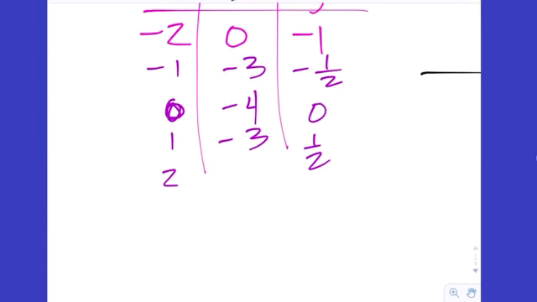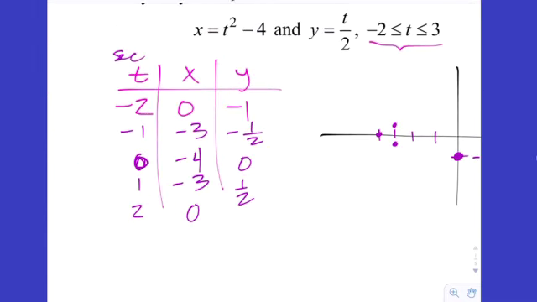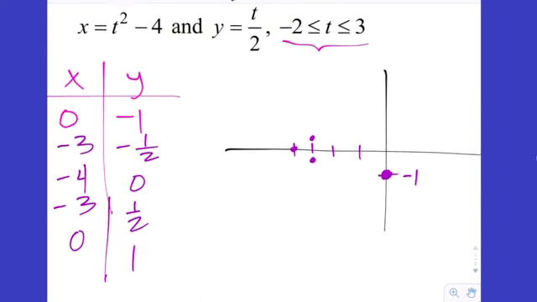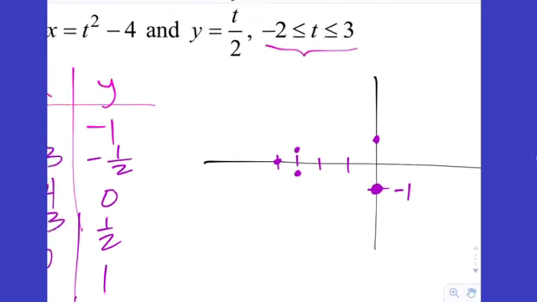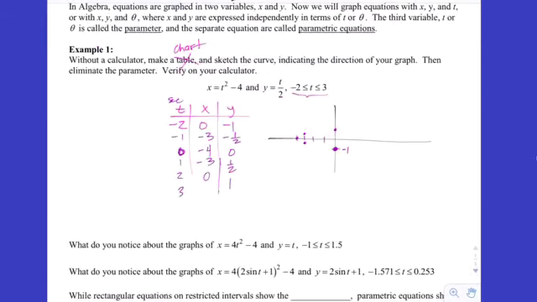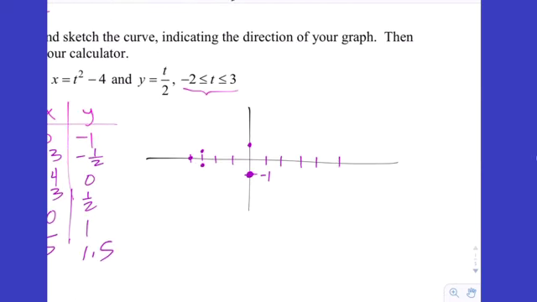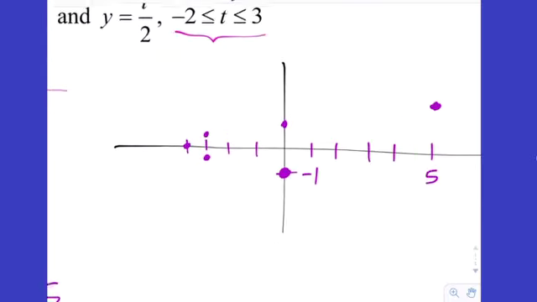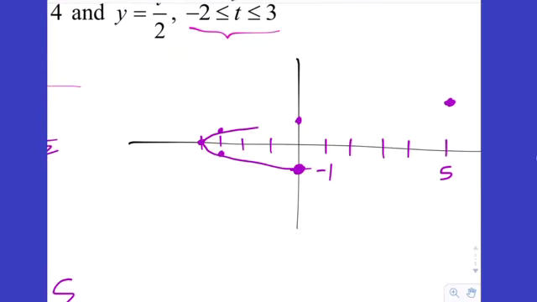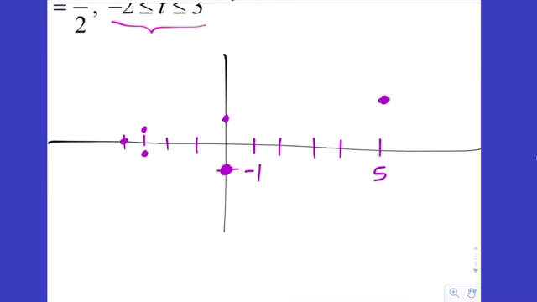When t is 2, you plug in a 2, you get 0, and now you get 1. So it's at the point (0, 1). And then finally at 3, it's at (5, 1.5). So 1, 2, 3, 4, 5, and then 1.5. All right, so now if you connect the dots in the correct sequence of t, for increasing values of t, it looks something like this. Looks something like that.